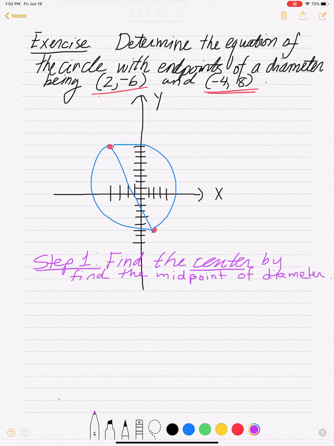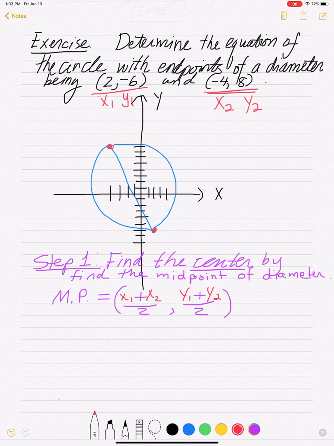All right, so we're going to use the midpoint formula. MP is going to be (x1 plus x2) over 2, comma (y1 plus y2) over 2. I'm going to call the first point (2, -6) x1, y1, and the second point (-4, 8) x2, y2.